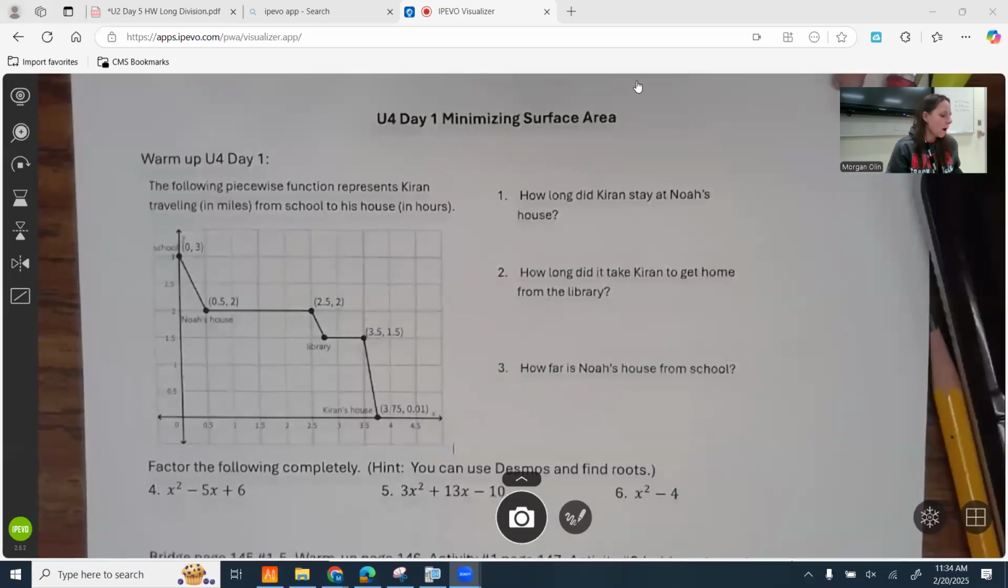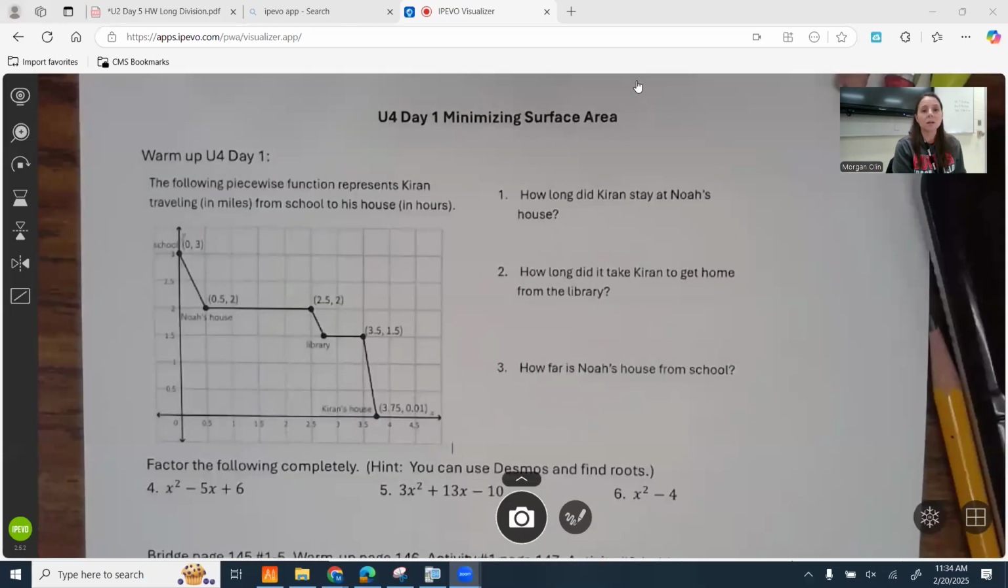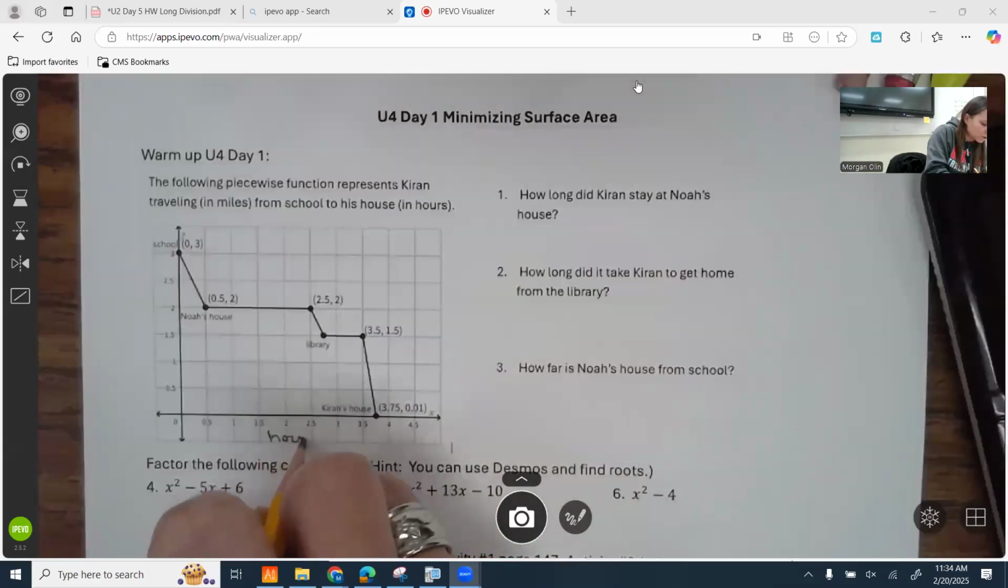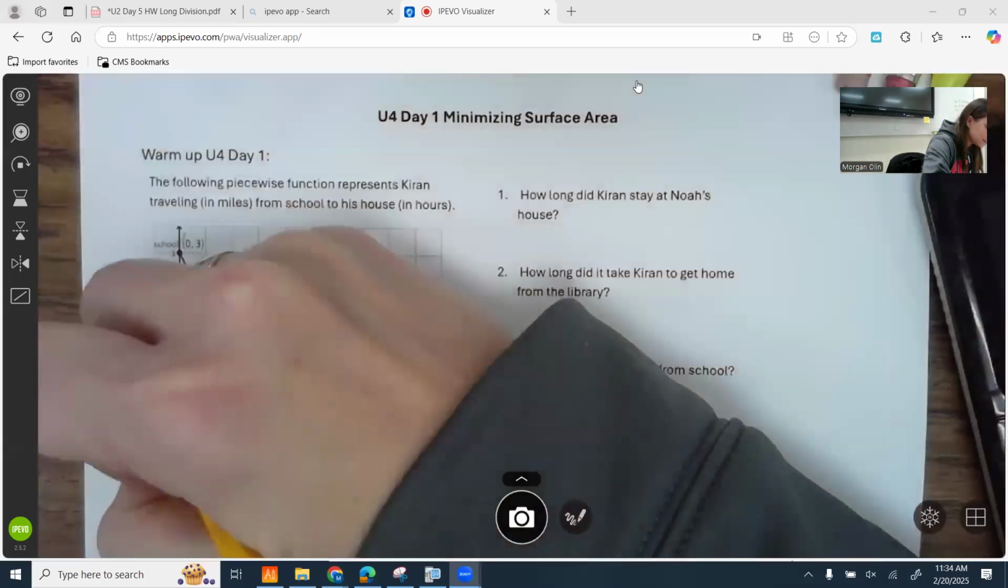All right, the following is a piecewise function. We talked about piecewise functions in the first unit. It represents Kieran traveling in miles from school to his house. How long did Kieran stay at Noah's house? Now, by the way, it's a little hard to read some of these, and it's also missing some things. This should be hours right here, and this is the distance from school.